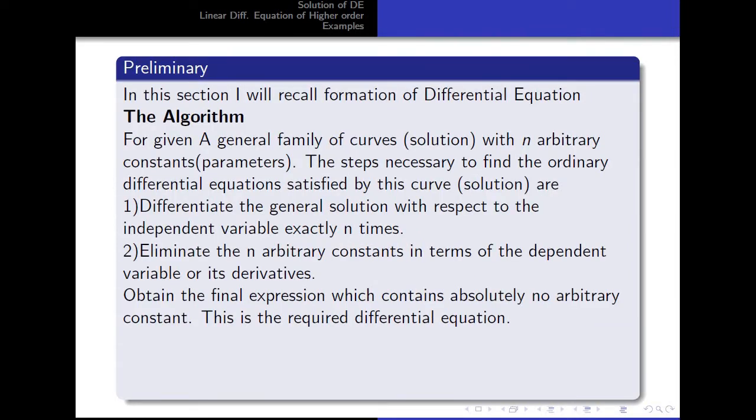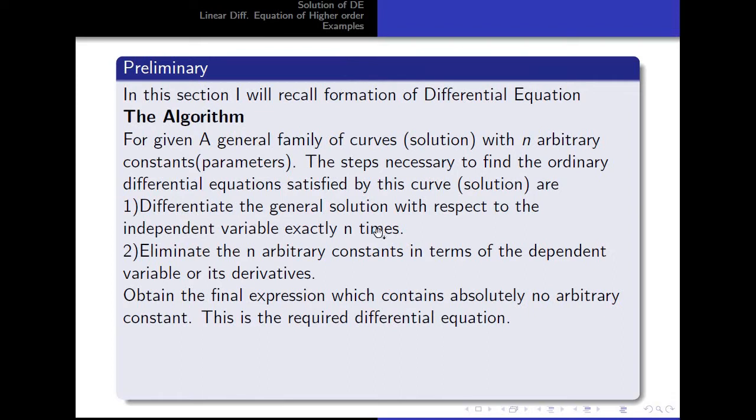If we are given a family of curves containing n arbitrary constants, our aim is to eliminate these n arbitrary constants by taking successive derivatives. By finding derivatives, we will eliminate these n arbitrary constants and will get the corresponding nth order differential equation. Means the main thing is that we have to eliminate constants from our given curve and form a differential equation.